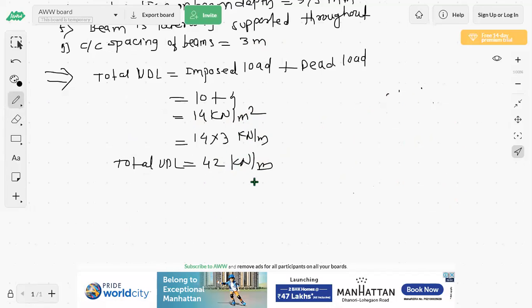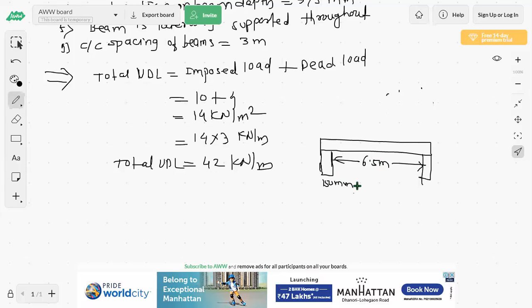42 kilonewton per meter is the total load. Now one more thing they have given. This is the beam. The clear span of beam is given 6.5 meter, and these are the 150 mm. Please see, read the problem statement. 150 mm end bearings are given.